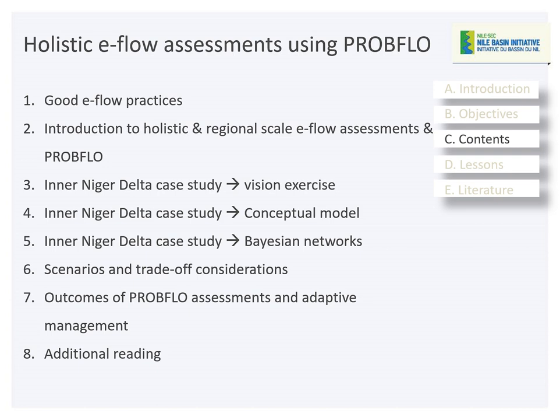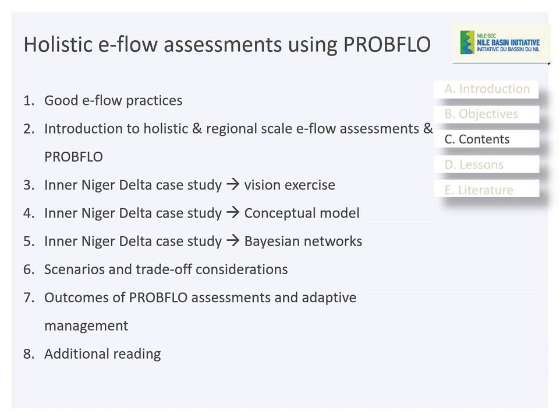The contents of this module include another look at good environmental flow practices, introduction to holistic and regional scale environmental flow assessments, in particular PROBFLO, and then we'll look at the Inner Niger Delta case study. We will look initially at the vision exercise, the conceptual model, which represents the risk pathways between sources, stressors, receptors, and endpoints related to the study, and how we identify those attributes, and how we evaluate the risk based on that causal model.